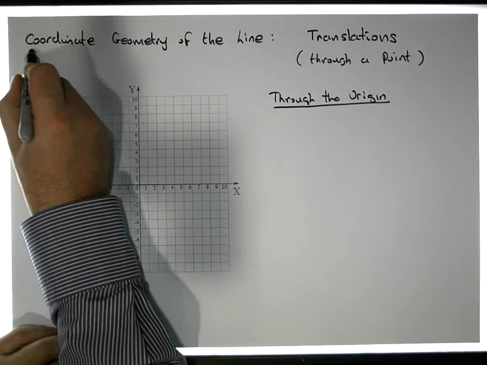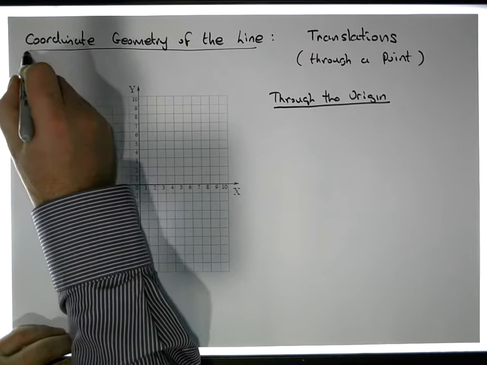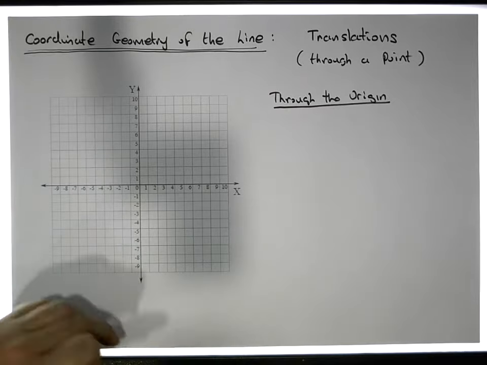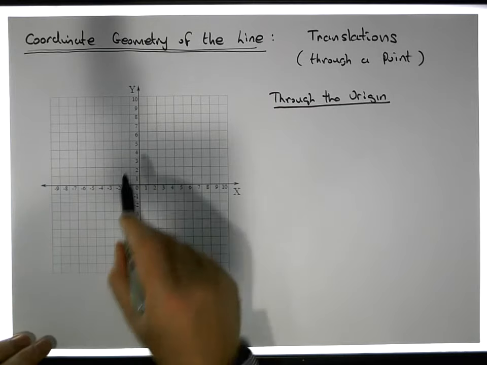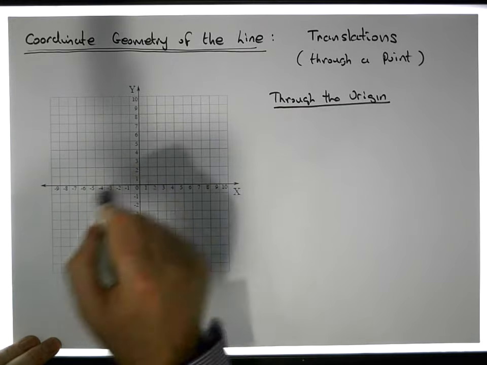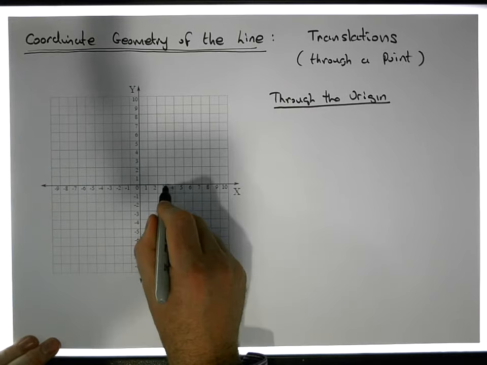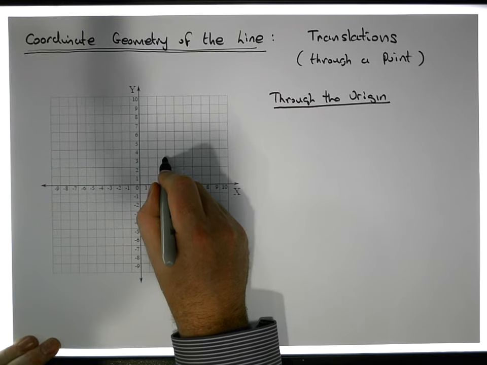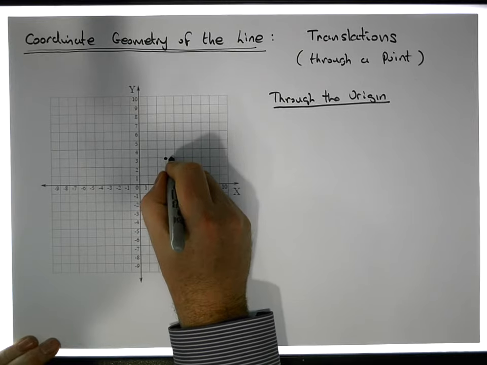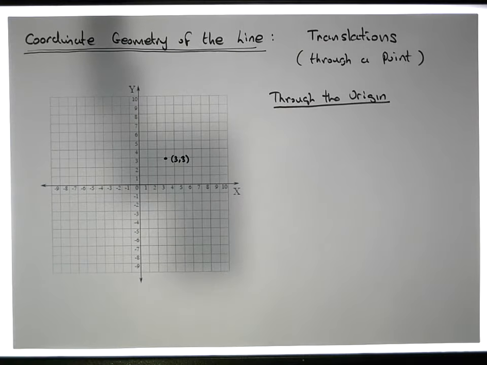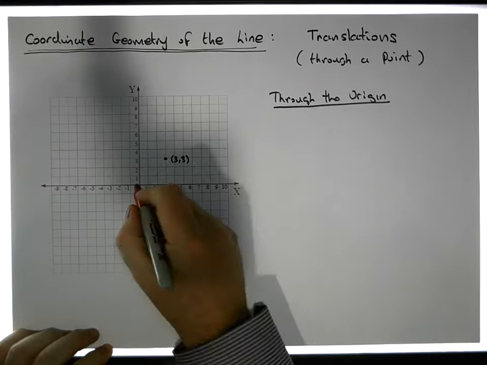So this is coordinate geometry of the line, and what we're doing is translations. I want to pick a point here in space in the Cartesian coordinate system. Let me just say, for argument's sake, that I pick the point (3, 3). There's the first point that I'm picking. And I'd like to see what the image of that particular point is when I translate that point through the origin.